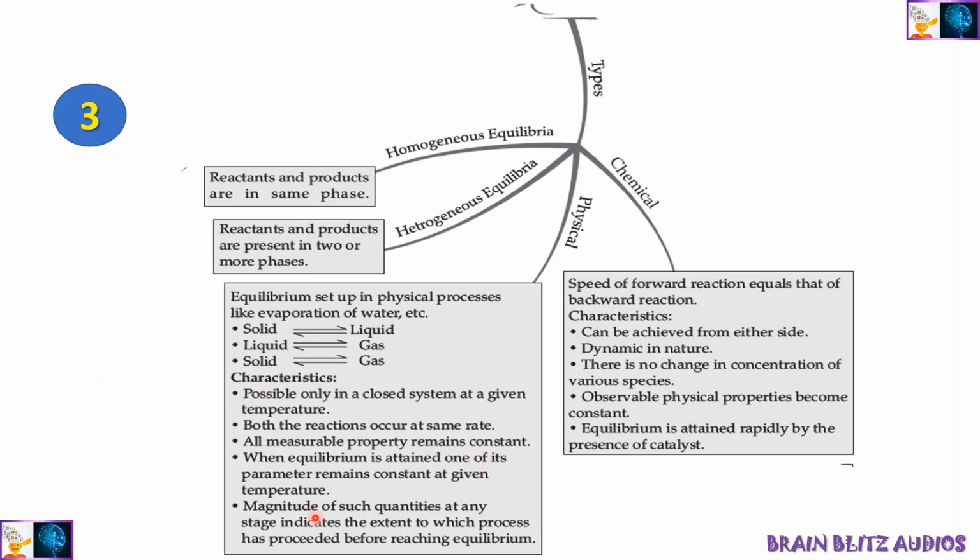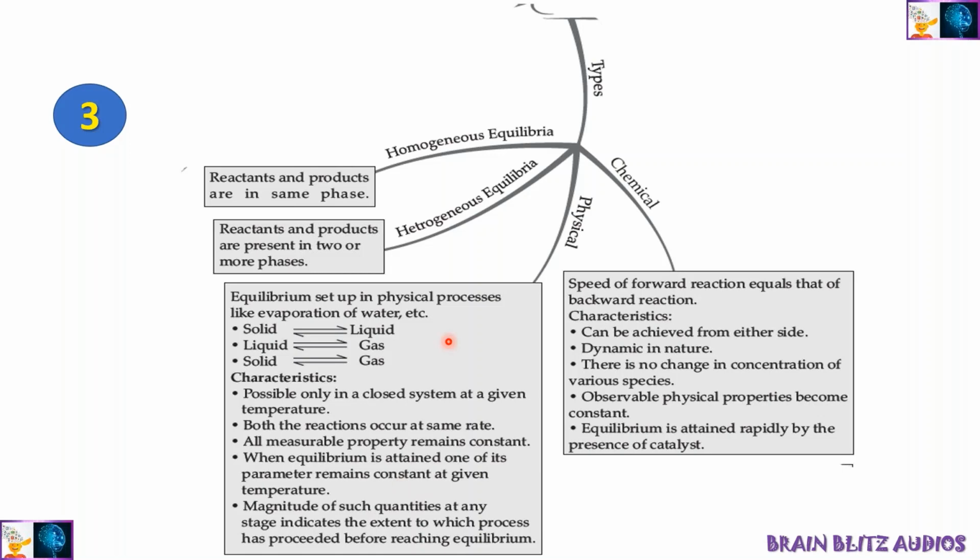The last point here says that the magnitude of such quantities at any stage indicates the extent to which a process has proceeded before reaching equilibrium. Now this point will be taken up in the 6th portion of the mind map, where we look at predicting the extent of a reaction.